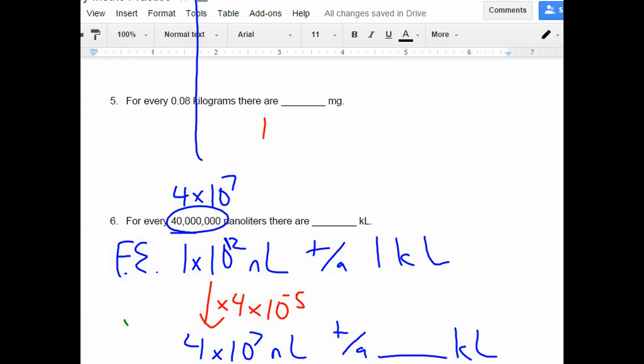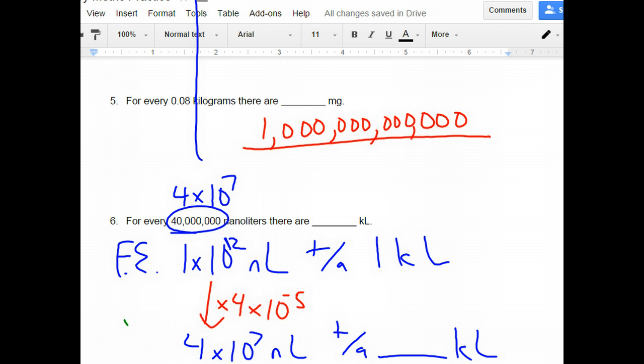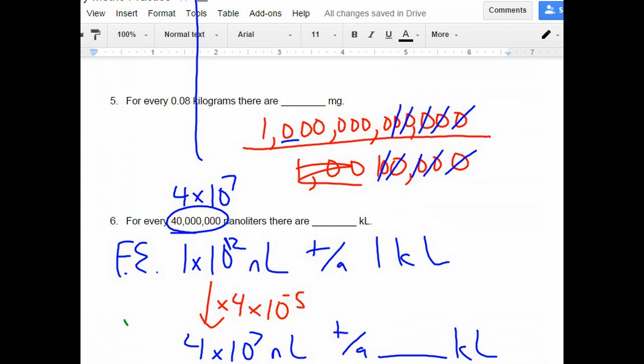In other words, if I start with 1 followed by 12 zeros, I'm going to have to divide by 1 followed by 5 zeros in order to get rid of 1, 2, 3, 4, 5 zeros to end up with 1, 2, 3, 4, 5, 6, 7 zeros. So I'm multiplying by 4 times 10 to the negative 5th. So I'm increasing that value by 1, but I'm decreasing the number of zeros by 5.